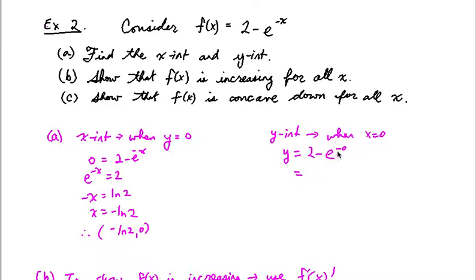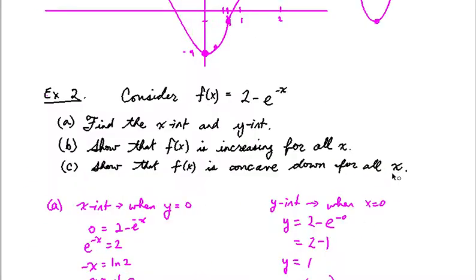So 2 minus e to the minus 0 becomes, since e to the power of negative 0 is just e to the power of 0, and anything to the power of 0 is 1, I end up with 2 minus 1 here. And then the y value when x is 0 is 1. So my intercept would be (0, 1), right?